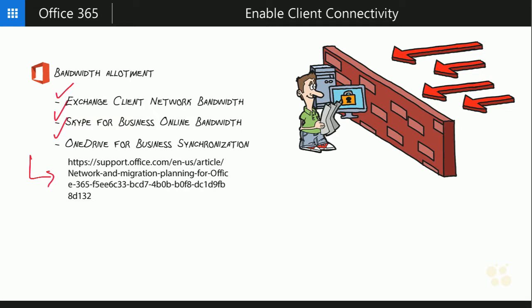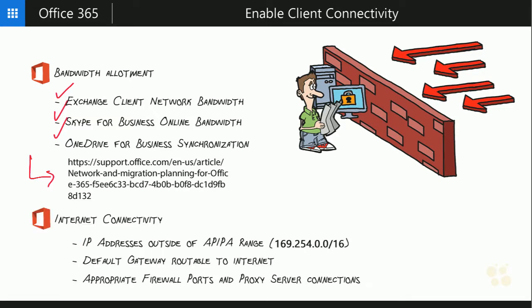And then the final thing that you need to consider may be a little bit obvious, but you need appropriate internet connectivity for your clients and for your users. And this is typically something that you or your IT office is going to have well under control. But a couple of points that you need to know: your IP addresses for your clients need to be outside of the APIPA range, which means they cannot be in the 169.254 range. Those are not viable or accessible IP addresses for your clients.